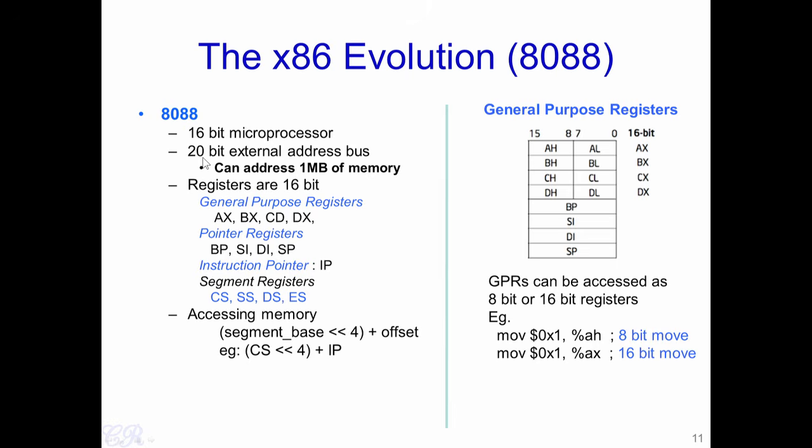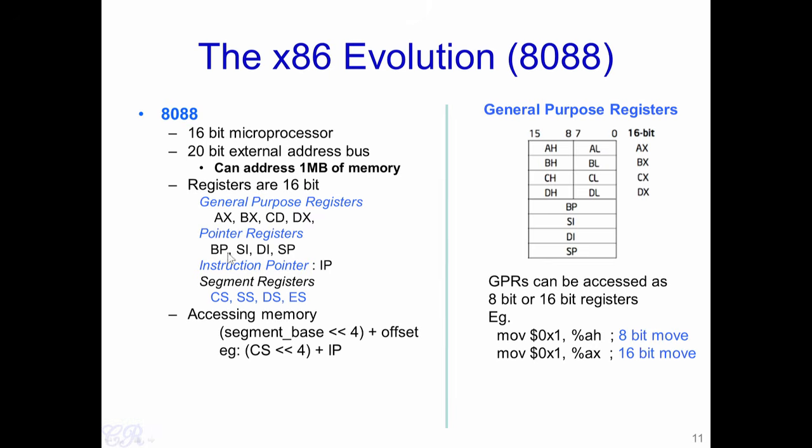It is essentially 2 power 20. So, that 2 power 20 is 1 MB. The registers within the 8088 were 16-bit, and they could be divided into various types such as the general purpose registers, that is the AX, BX, CX and DX. We had pointer registers which were used, for instance, to point to strings which are stored in memory. These were the base pointer, source index, destination index and the stack pointer.